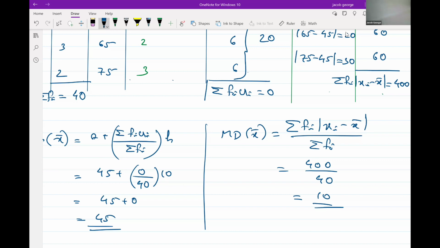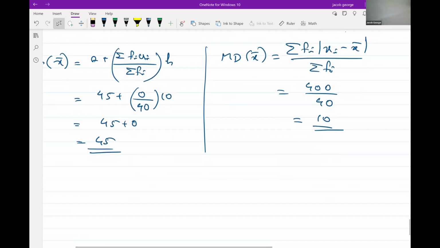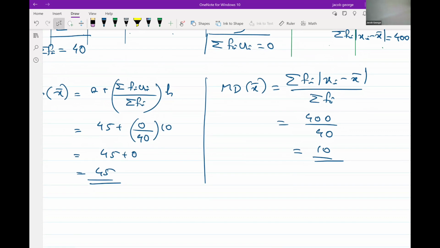So the sum is clear. Shall we do one more question of the same type? Okay, one more question of the same type. This one I will give you the time to try. Yes, hope you all completed. Next.